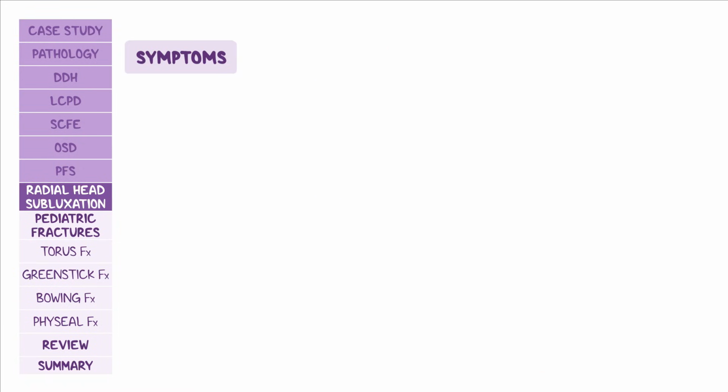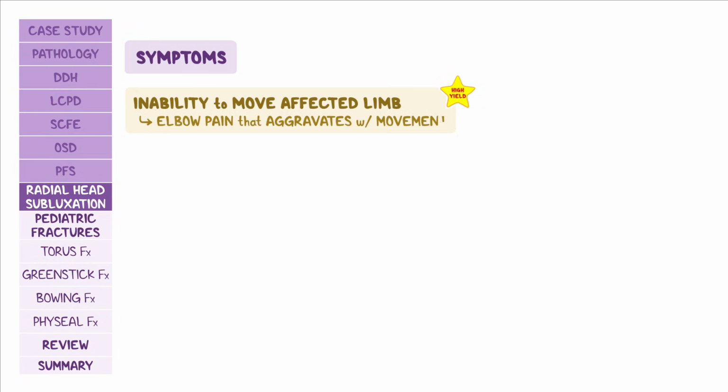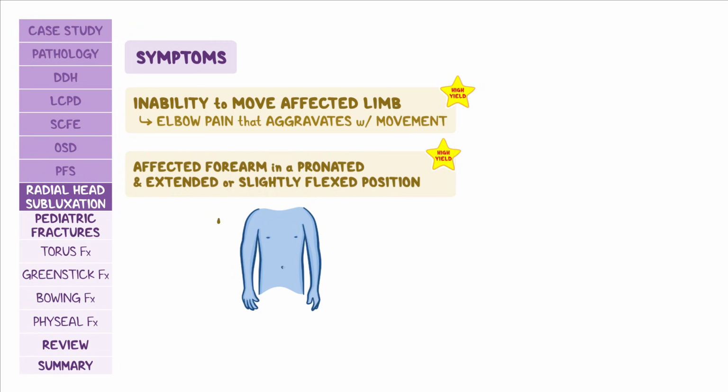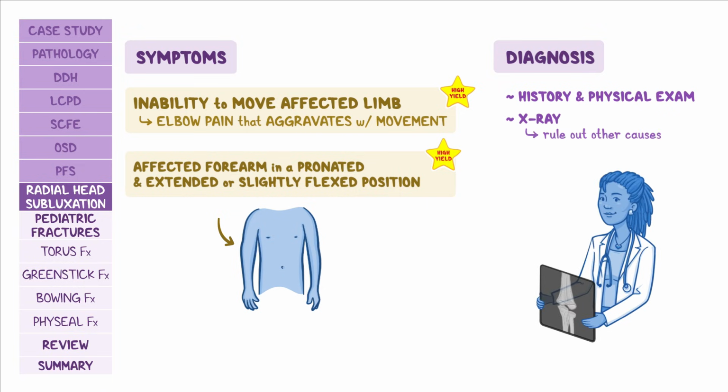Symptoms of radial head subluxation typically include an inability to move the affected limb due to elbow pain that aggravates with movement. What's especially high yield is that the child will typically hold the affected forearm in a pronated and extended or slightly flexed position. Diagnosis of radial head subluxation is mainly based on history and physical examination. Imaging studies, like X-ray, can be done to rule out other causes of elbow pain, like fractures, if needed.